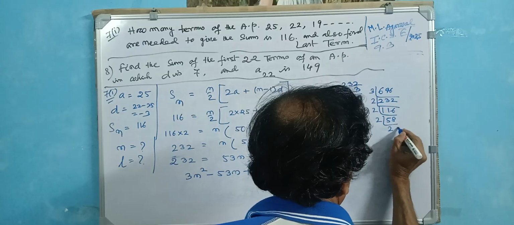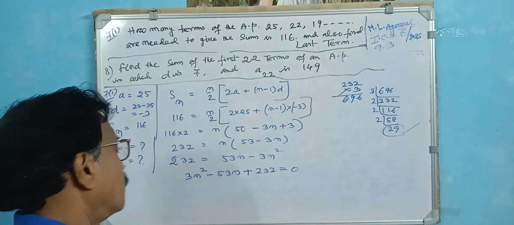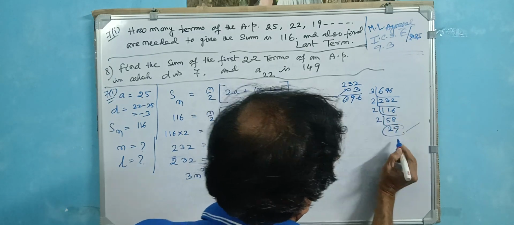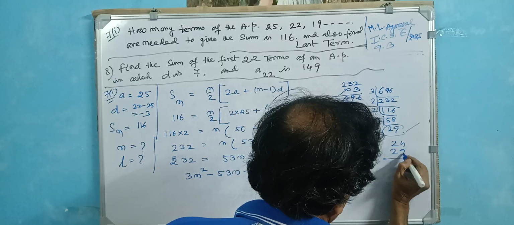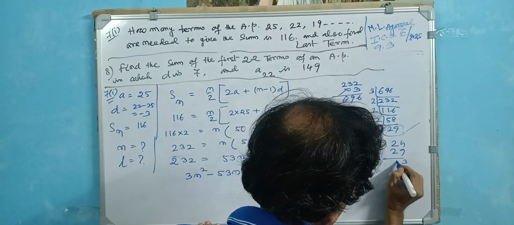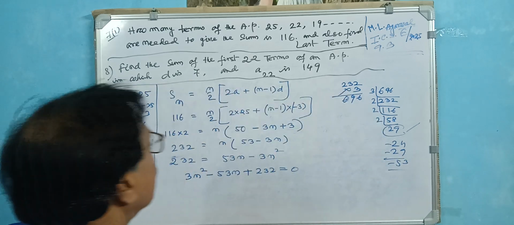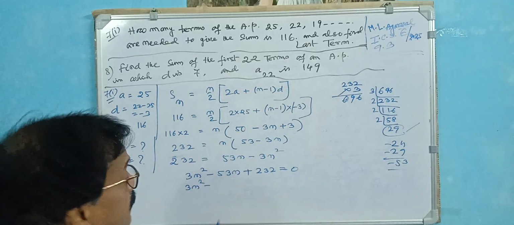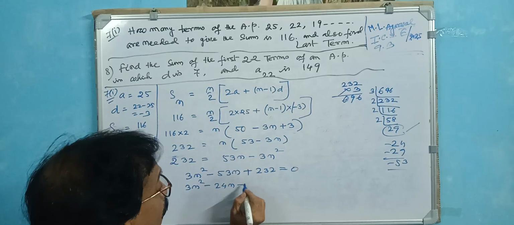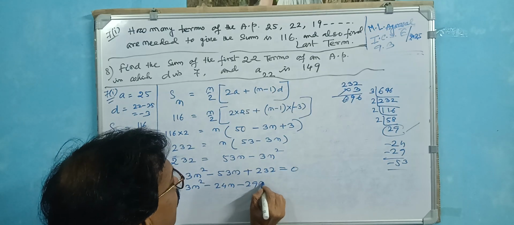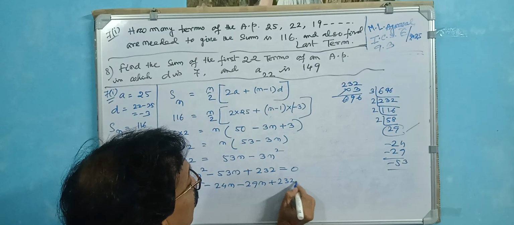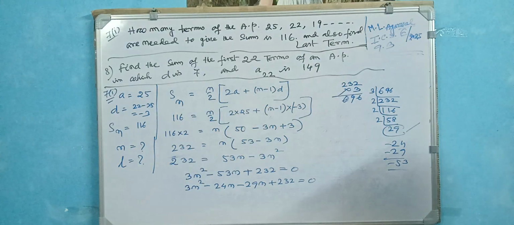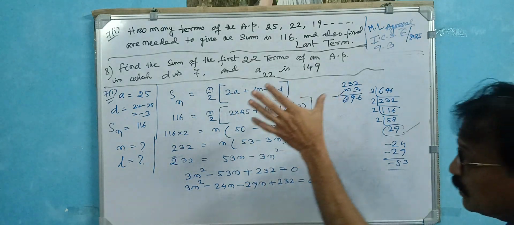This is 58, and this is 229, so this is a prime number. The combination is 24 and 29. This is minus, so you get it in this way. So here 3n square minus 24n minus 29n plus 232. This is totally the middle term factorisation. This is not the AP.